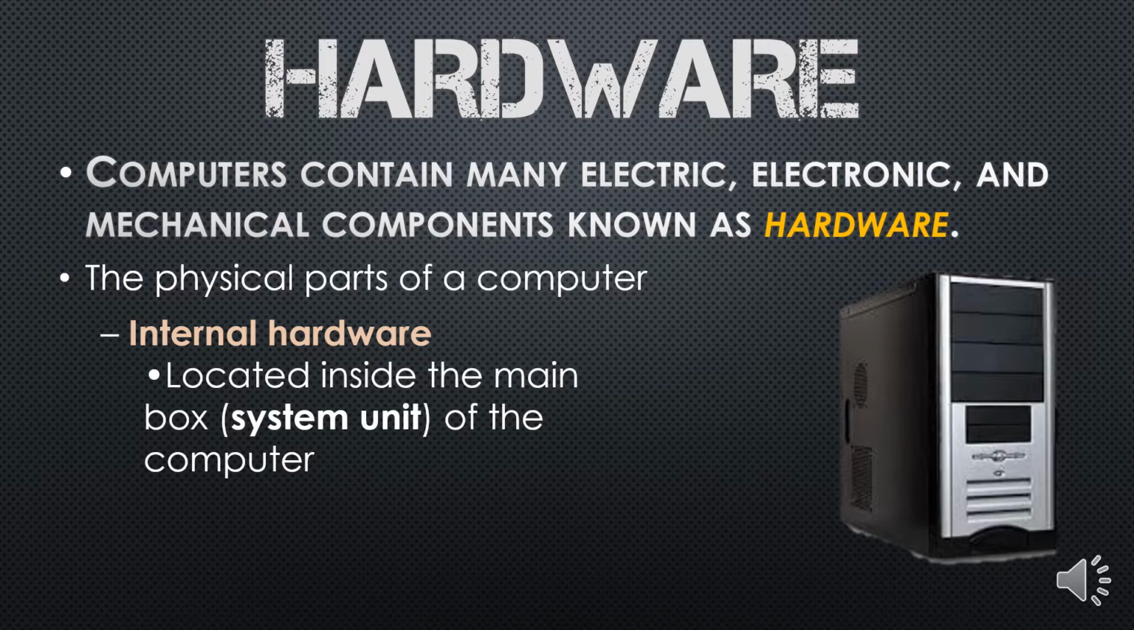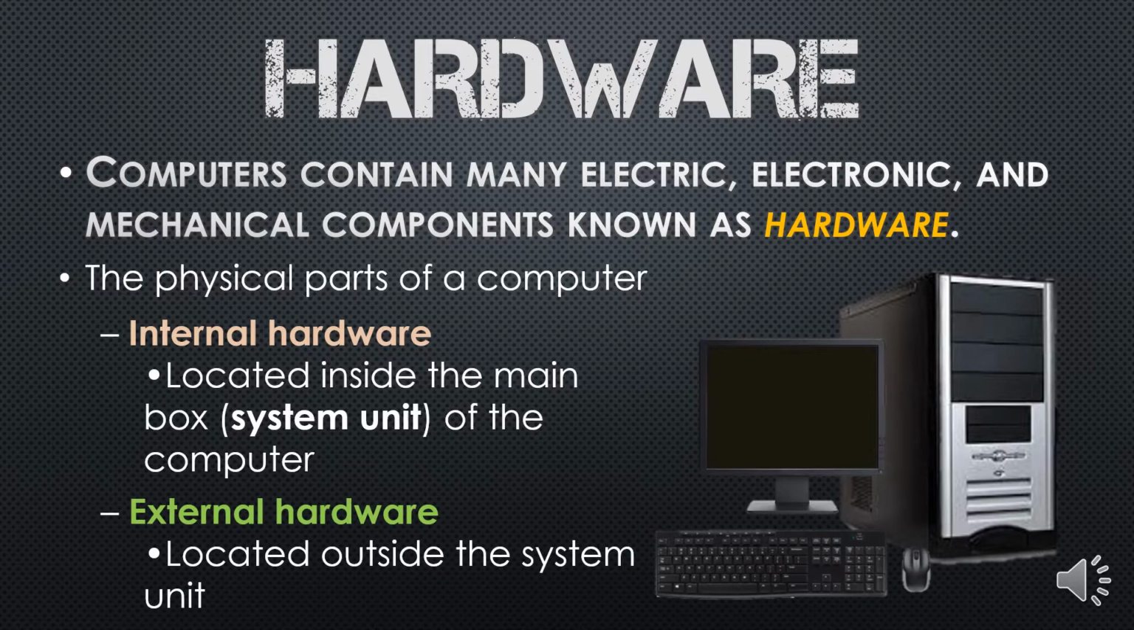Many people actually call this main box a CPU. But this is not a CPU but rather a system unit which houses all the internal hardware devices. And if it doesn't have anything inside, it is just called a computer case. Another category is the external hardware, the type of hardware which is located outside the system unit.